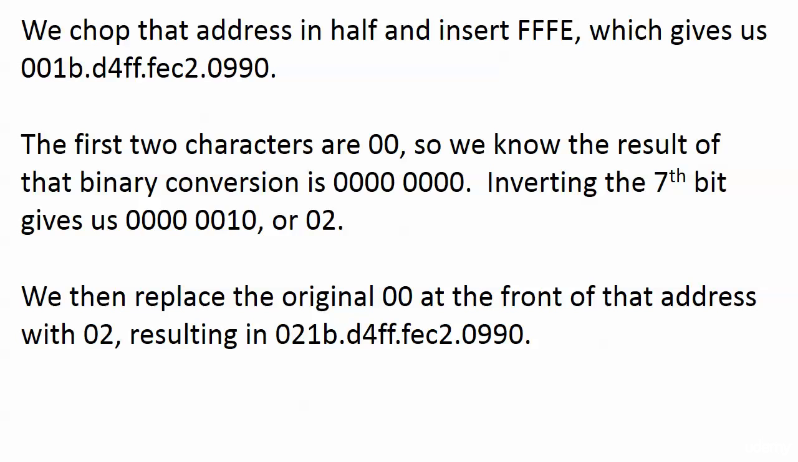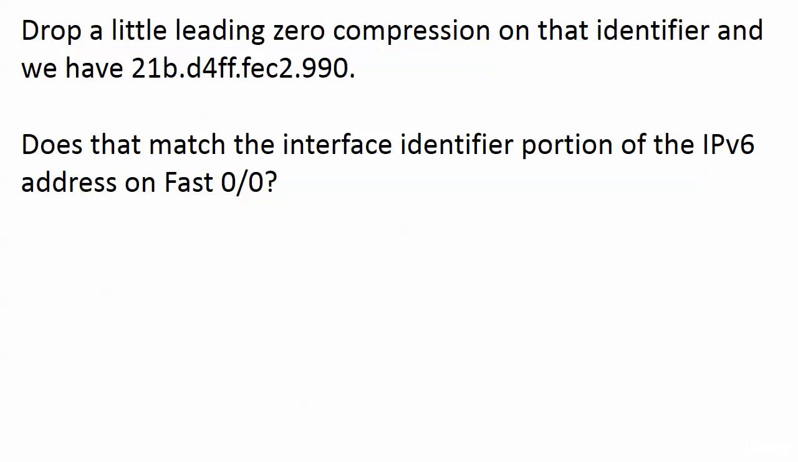And what do we get? 021B, etc., etc. Now, that looks pretty good, but we also know there's going to be some compression involved here. So what would that compress down to? We drop a little leading 0 compression on that bad boy, and we get 21B, D4FF, FEC2, 990. Does that match the interface identifier portion of the version 6 address?